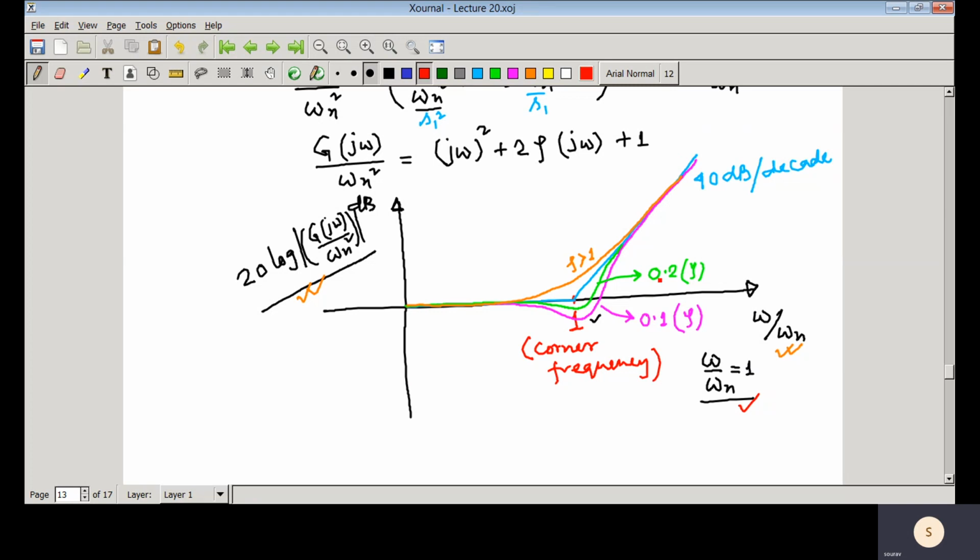Now what would be that asymptotic Bode plot? Whenever zeta is greater than 1, that asymptotic Bode plot would be like this, and when zeta is less than 1, whenever it is very small, then that asymptotic Bode plot is like that, and for different values of zeta it would be looking like this.